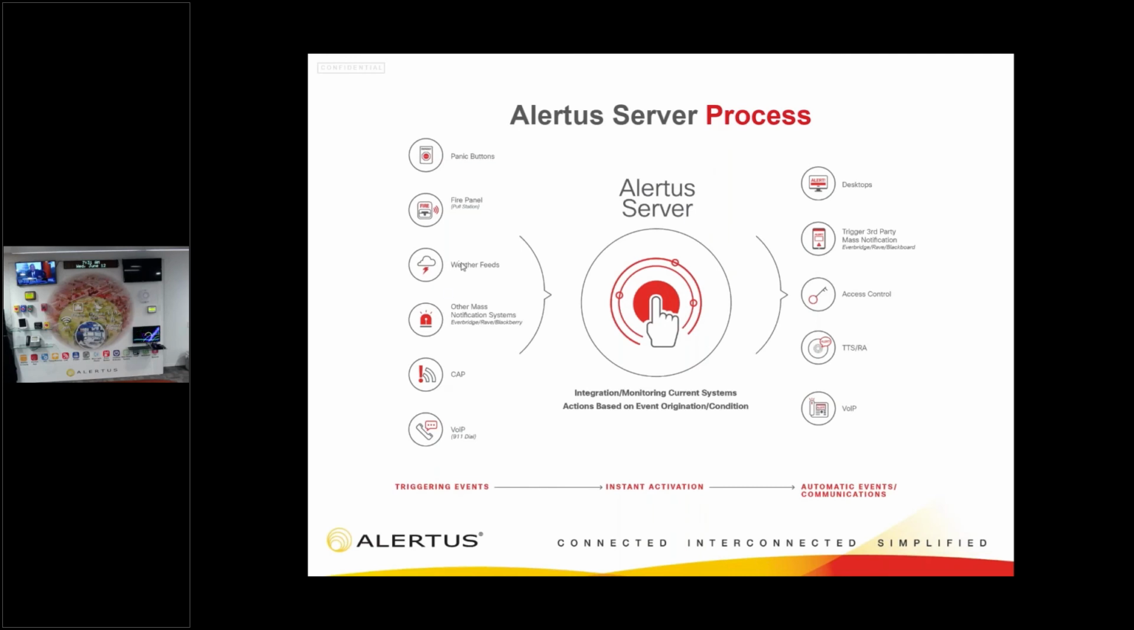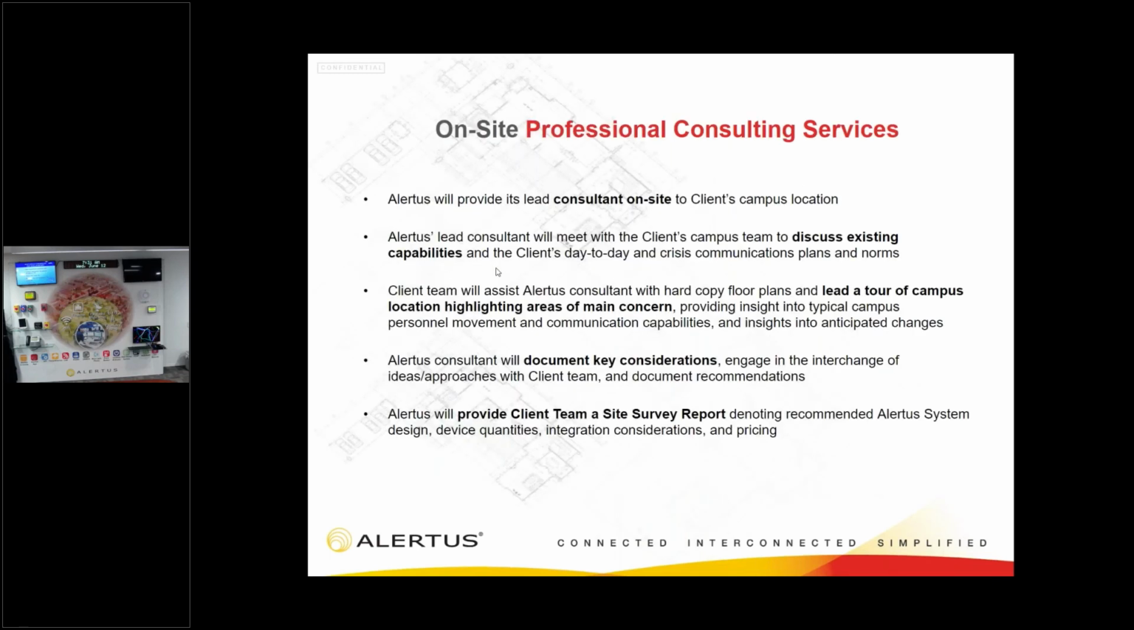So whatever those triggering events are, they are going to trigger the Alertus server to then distribute those messages across all the endpoints. We are an on-premise solution, so we are going to sit behind your firewall on your local area network. And all those endpoints that we are leveraging are going to be utilized from a visual or an audible standpoint.